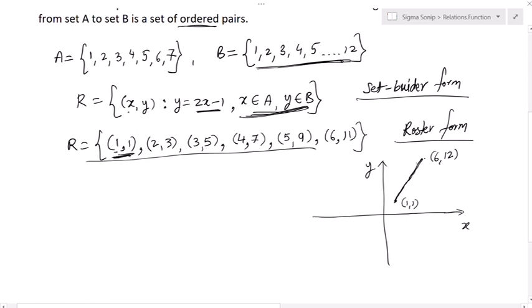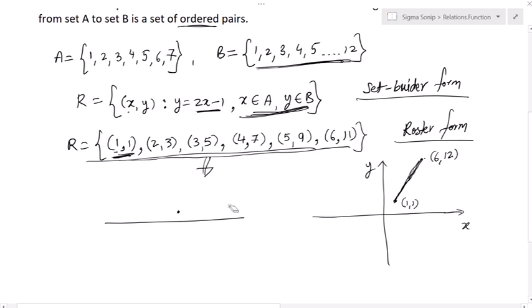Well, what you see here is that the graph shows that all the values of x and y between 1, 1 and 6, 12 are included, which basically says that they are real numbers here. Whereas my relation has elements which are discrete. So this is not right. If I want to show my relation properly, it would be like this. It will be discrete values: 1, 1, 2, 3, 3, 5, like that.